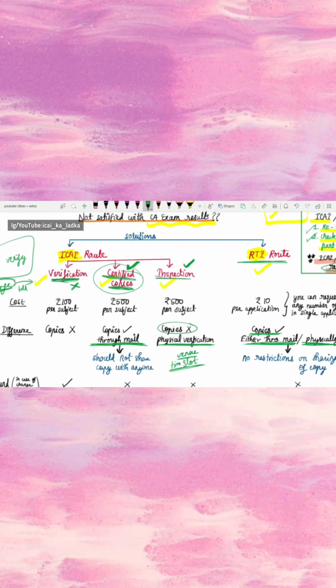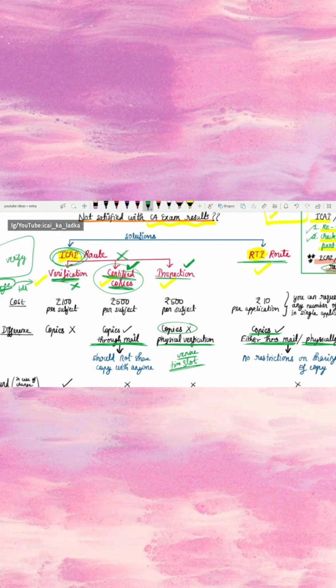One more thing you have to remember is that under both certified copies and the RTI route, you will get your copy of the answer sheet. But they tell you that as per the ICAI rule, you are not allowed to share your copies with anyone.